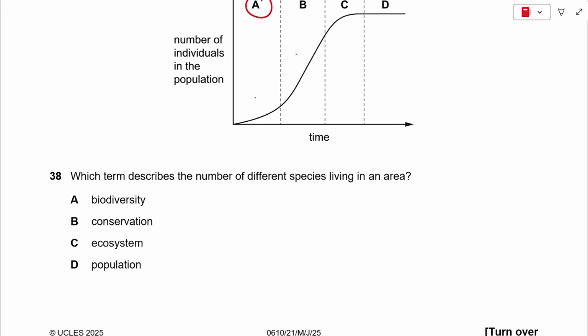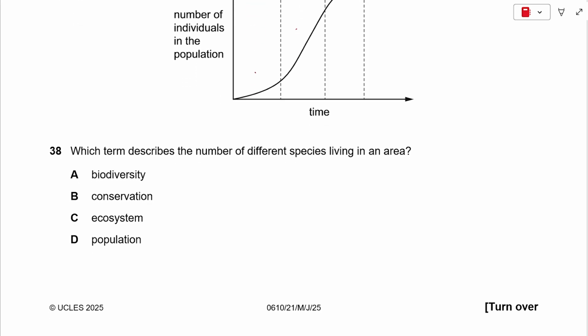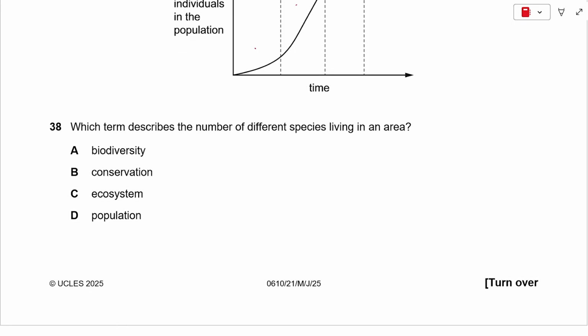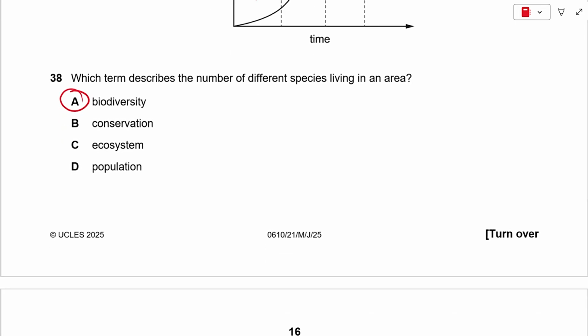Number 38 says, which term describes the number of different species living in an area? Is it biodiversity, conservation, ecosystem, or population? So population is number of species of the same kind in an area. Ecosystem, this is more of like interaction between organisms and the environment. Conservation is like maintenance, and biodiversity is a difference, different species in an area. So 38 would be A.